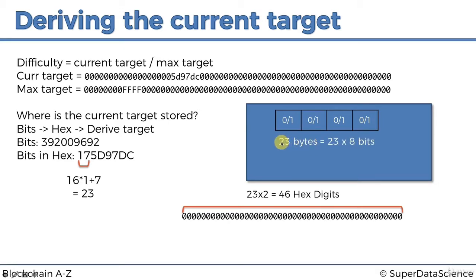And then 23 bytes is actually 23 times 8 bits, because a byte is 8 bits. And that means 23 times 2 times 4 bits. And that is 23 times 2 times a hex digit, because 4 bits is a hex digit. So that means 23 times 2, 46 hex digits. I know this is a crazy amount of annoying bits and bytes calculations, but that's what it is. That's the justification for multiplying by 2.